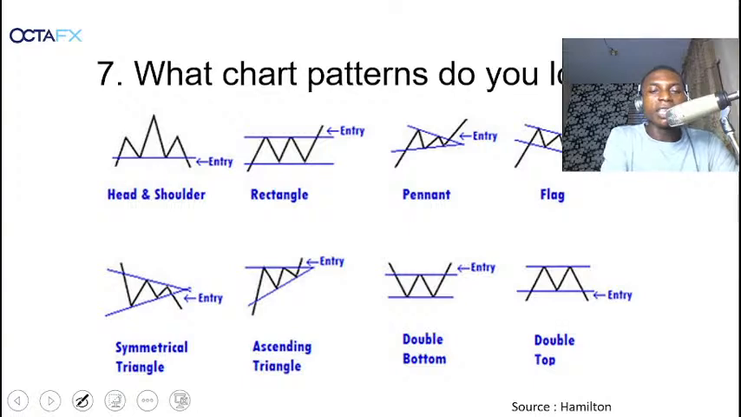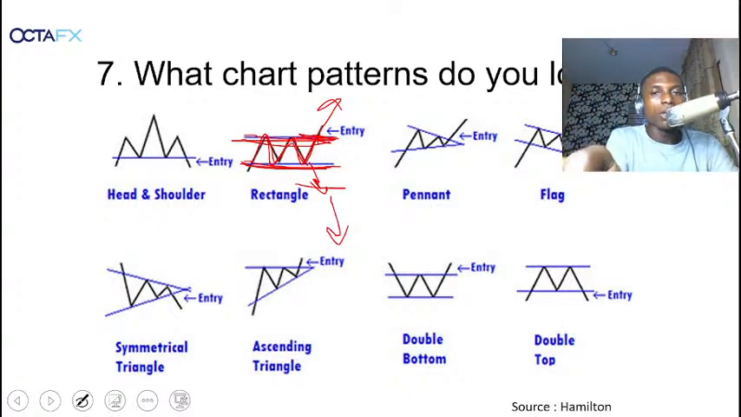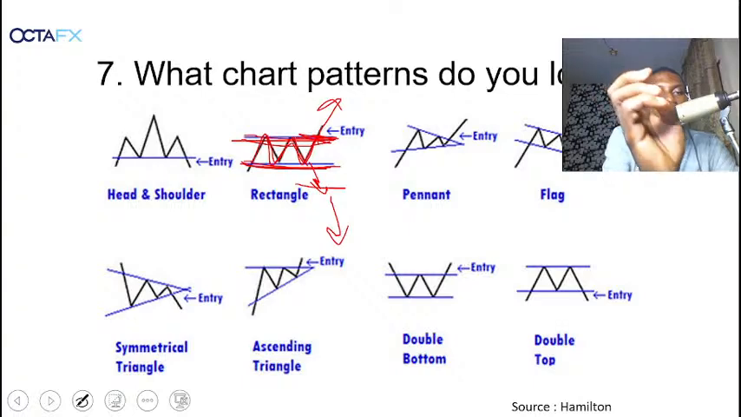So we have a rectangle. When you see a chart ranging, you draw your lines to identify the levels, and then you are able to pick the trade when it breaks out. You enter at this level and the market keeps going. Or if it breaks out at this level, then you short so that the market keeps going and you are in profit. So you need to identify what chart pattern you are looking out for.